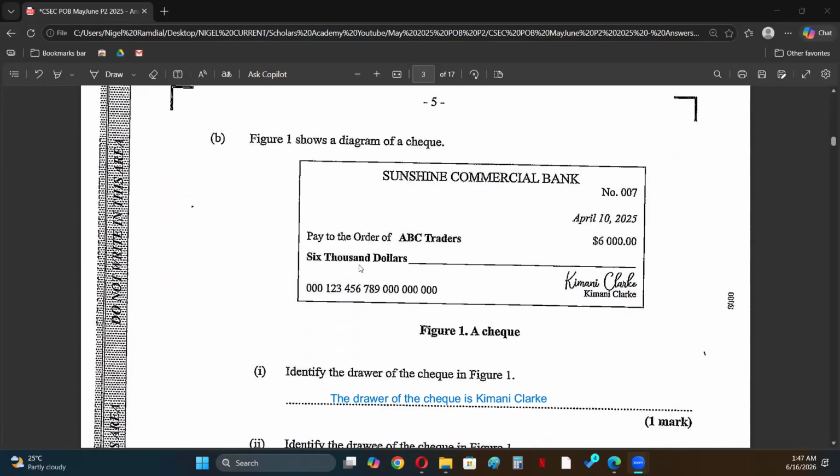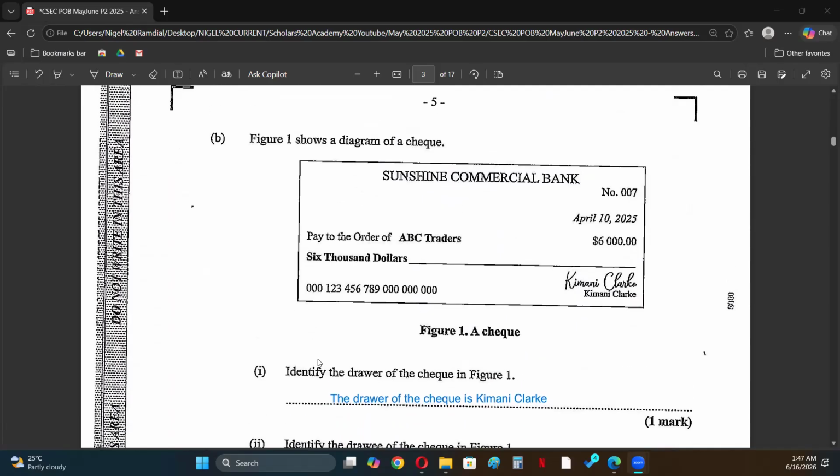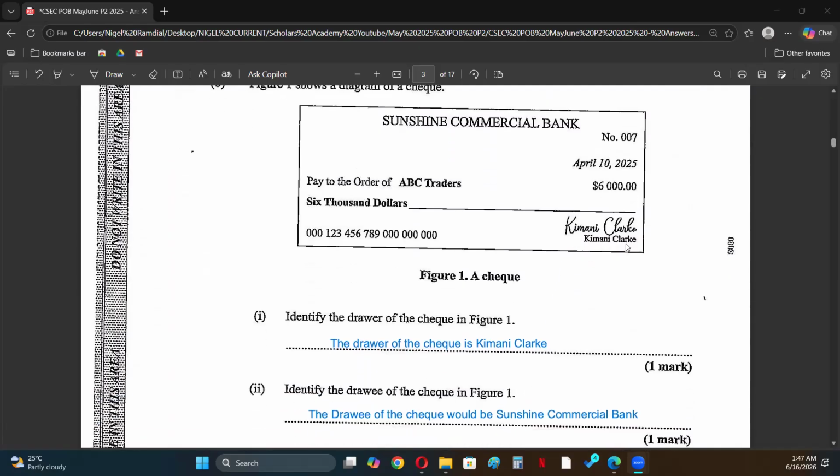Now, part B shows us a diagram of a check. Sunshine Commercial Bank at the top. You're seeing the check number. You're seeing the check date. You're seeing paid to the order of ABC Traders, $6,000, in words and numbers. And then you see a signature down the bottom. Now, part B1 asks us to identify the drawer of the check in figure 1. Now, the drawer of the check will be the person who's actually writing out the check, which is Command Clerk.